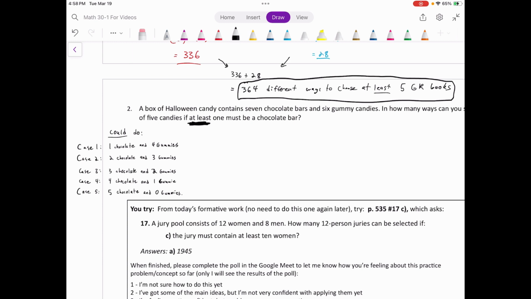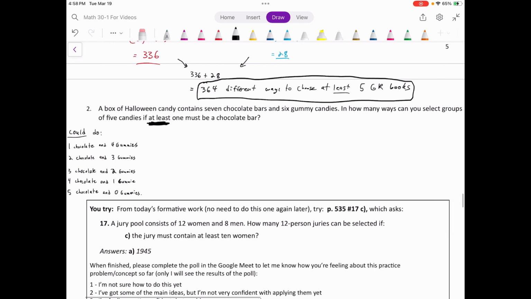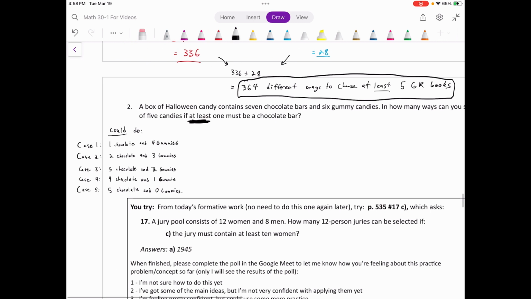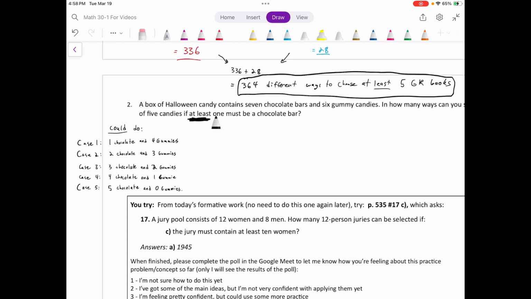That definitely would work. However, I think there's a faster, easier way to do this, right? What is the one case that doesn't satisfy our conditions? Well, if at least one must be a chocolate bar, there's actually only one case to think about where we don't have at least one chocolate bar, right? It's just when there's no chocolate and 4 gummies.